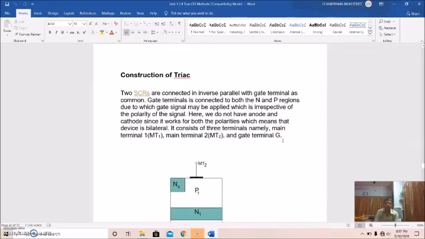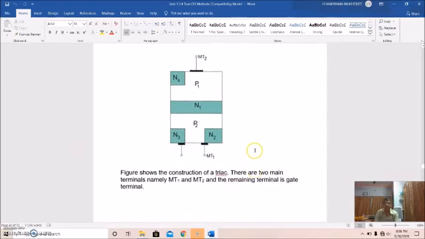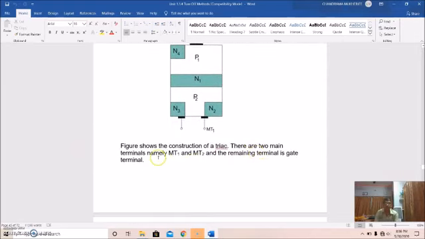Here we don't have an anode and cathode, since it works for both polarities, which means that the device is bilateral. It consists of 3 terminals, namely main terminal 1, main terminal 2, and the gate terminal. So this is the construction of a TRIAC: 2 main terminals and the remaining terminal is the gate.